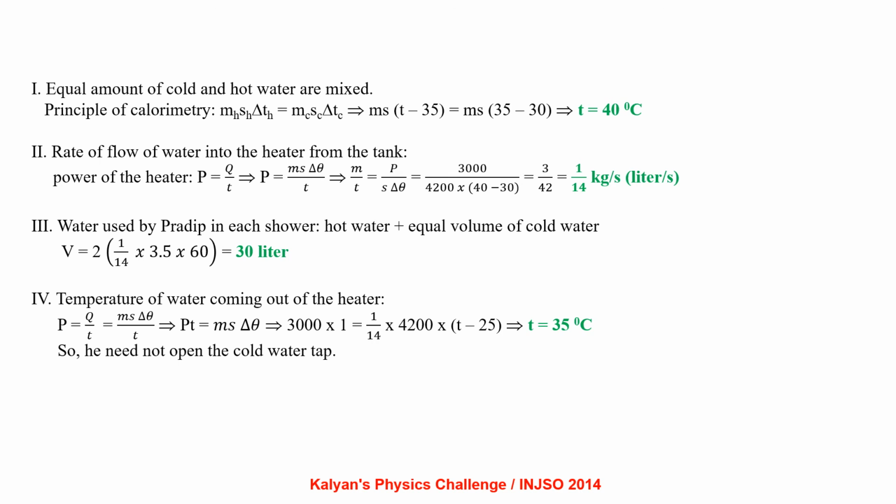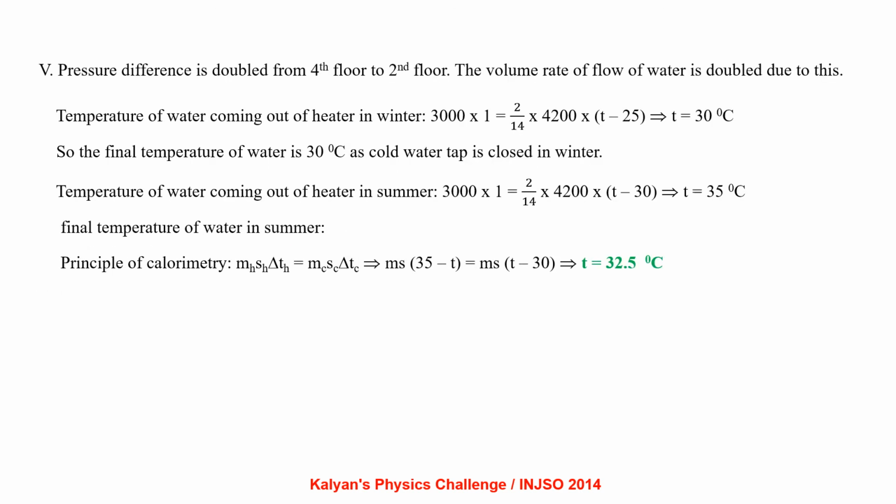Temperature of water coming out of the heater: P equals Q by T, ms delta theta by T. From there Pt equals ms delta theta. So 3000 into 1 equals 1 by 14 into 4200 into T minus 25, which gives us the temperature to be 35 degrees centigrade. So he need not open the cold water tap.